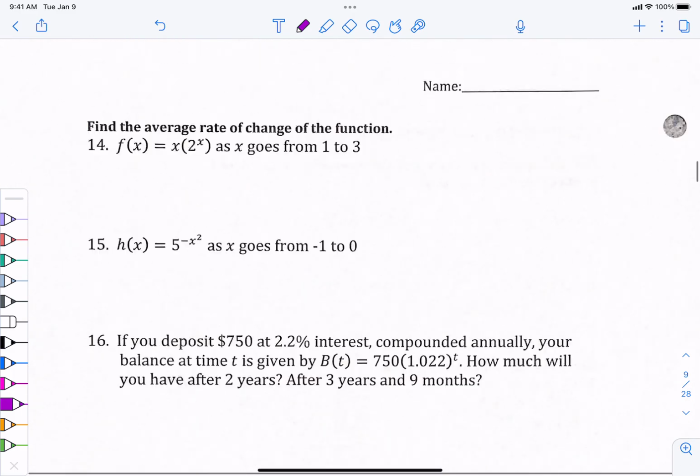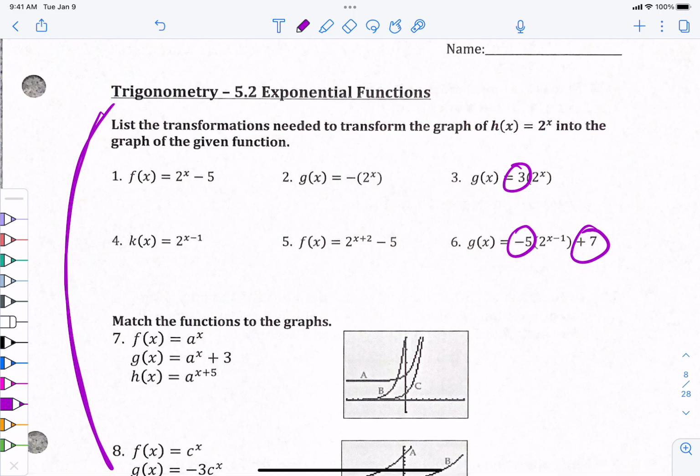I need your help first. There you go. I need your help. Plug it in here?